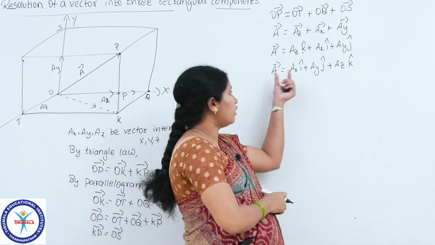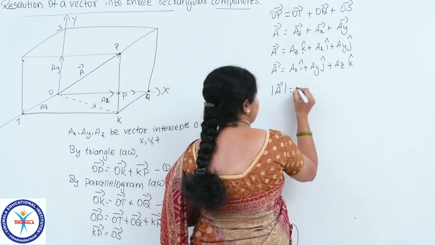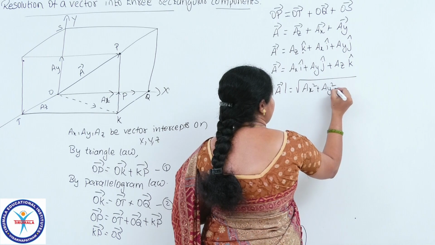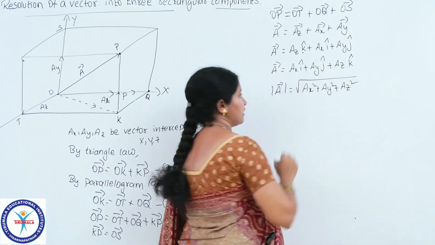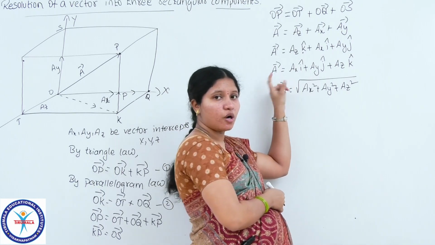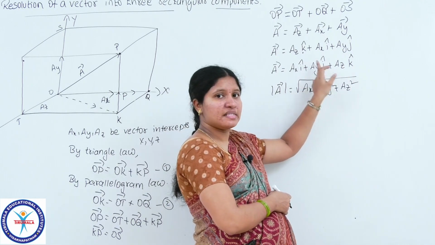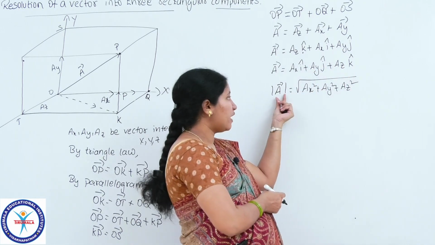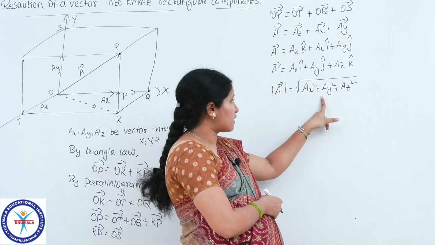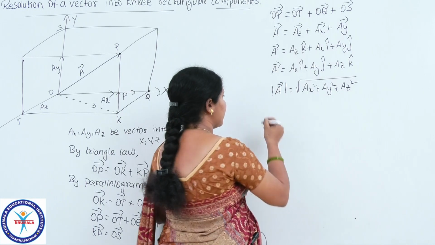If you want to find out the magnitude of this vector, magnitude of A bar is equal to the square root of Ax square plus Ay square plus Az square. So this is the way to resolve a vector A bar into 3 rectangular components Ax, Ay, Az. If you want to find out the magnitude, mod A bar equals the square root of Ax square plus Ay square plus Az square. Now let us see direction cosines.